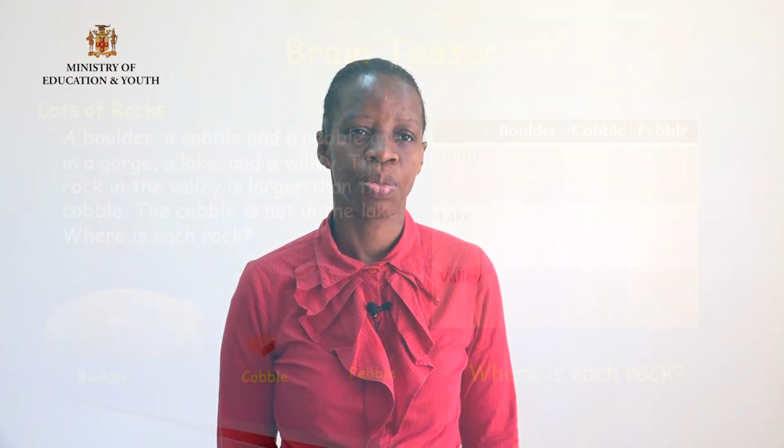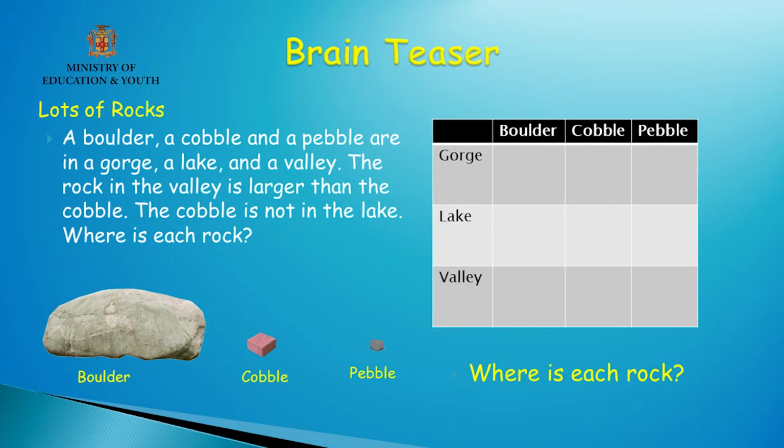So we're going to try to see if we can work out where we find each rock. We have prepared a little table for you to help you to place the rock. All right, what would you start with? Okay, so we know that we have all these three types of rocks and they're in a gorge, a lake, and a valley.